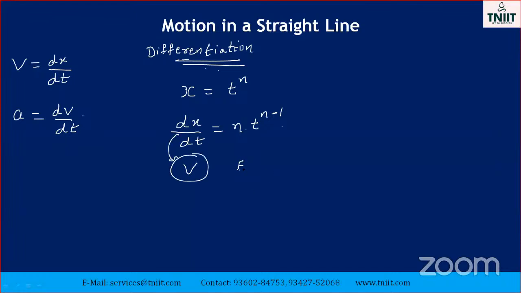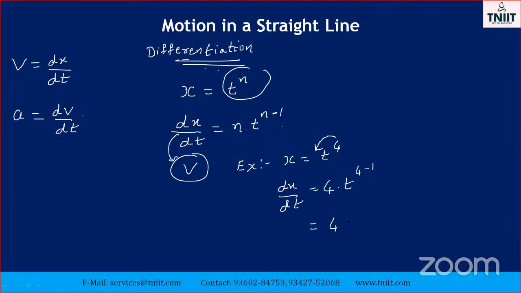Now, let us take a few examples, students. If I give x is equal to t power 4, can you tell me what is dx by dt? The formula tells n into t power n minus 1. So the differentiation of t power 4 is 4 into t power 4 minus 1, that is 4 into t power 3. So dx by dt value will be 4 into t cube.